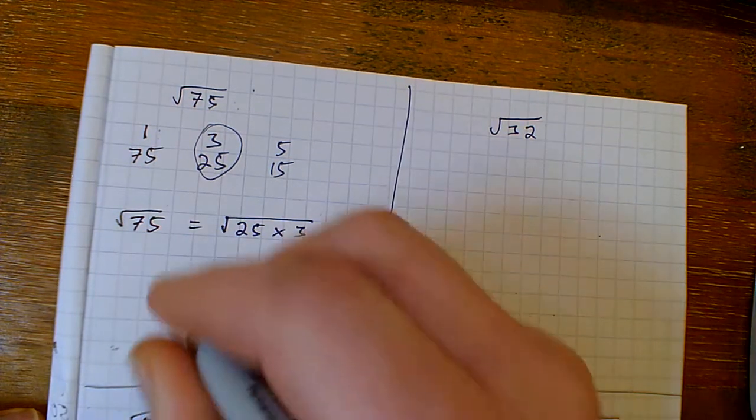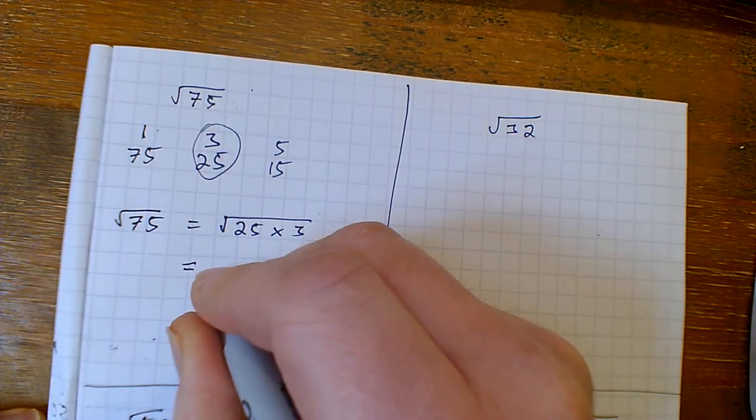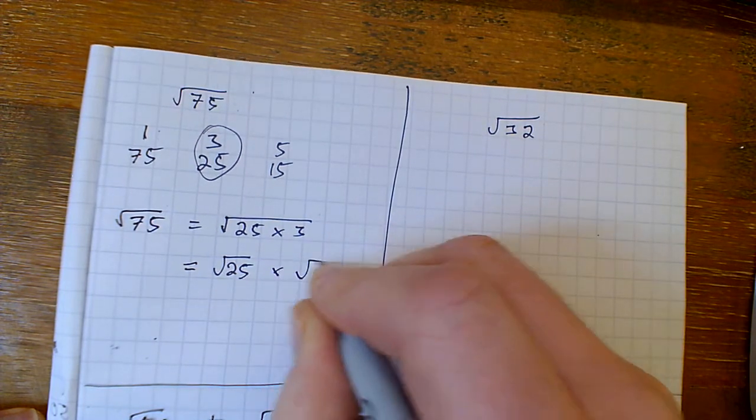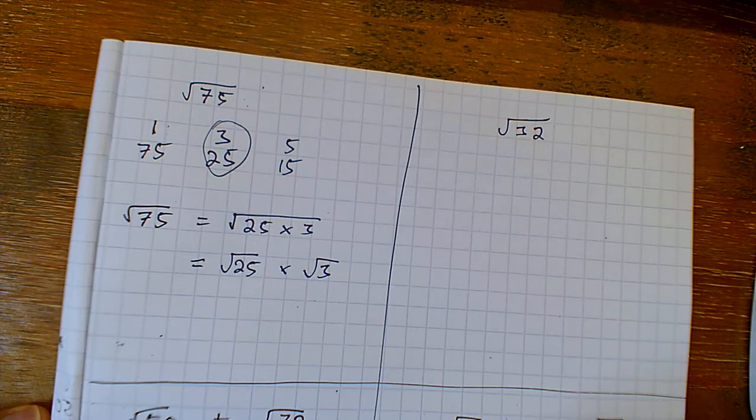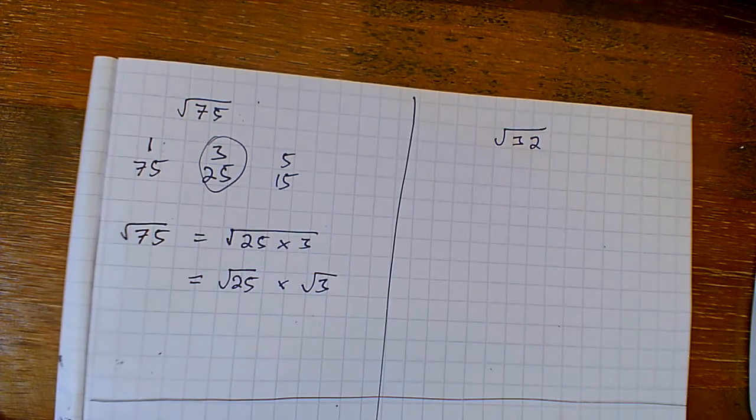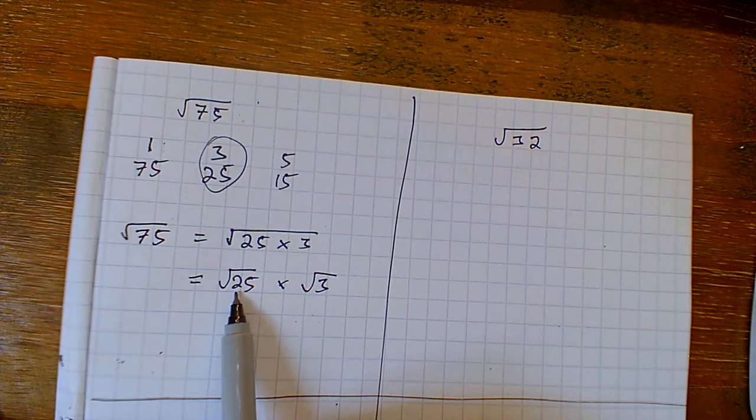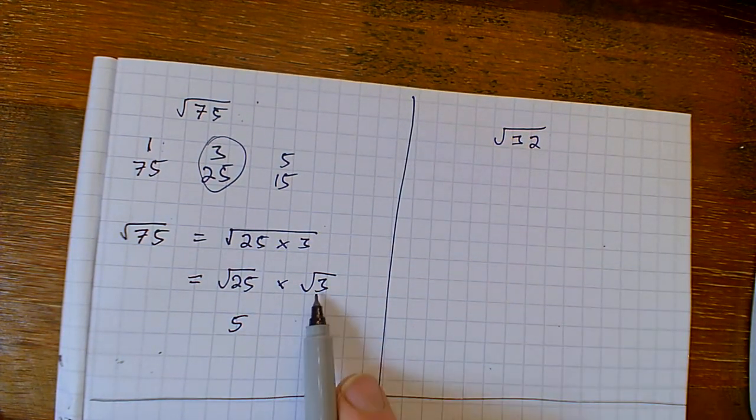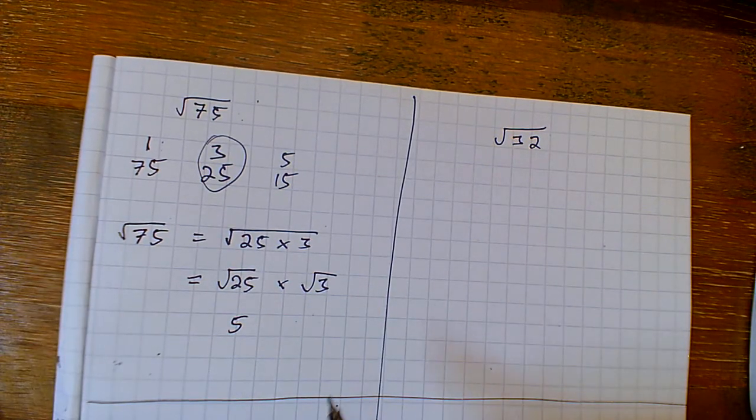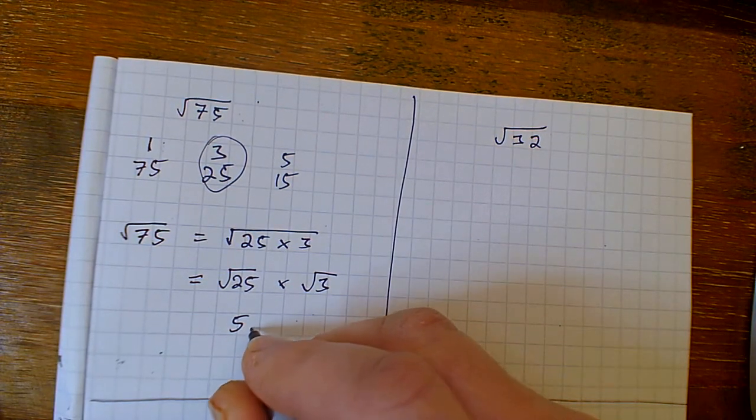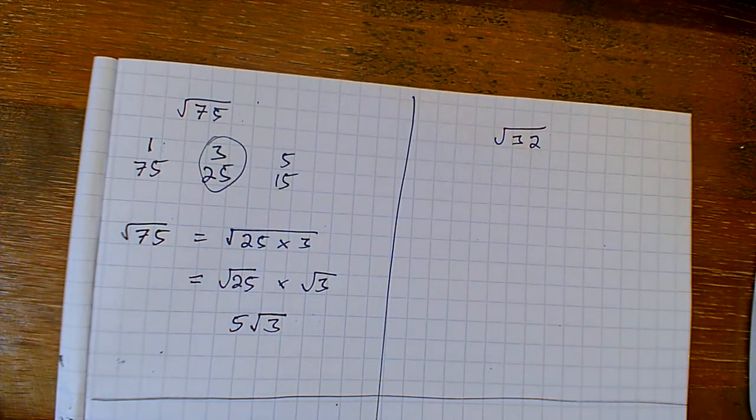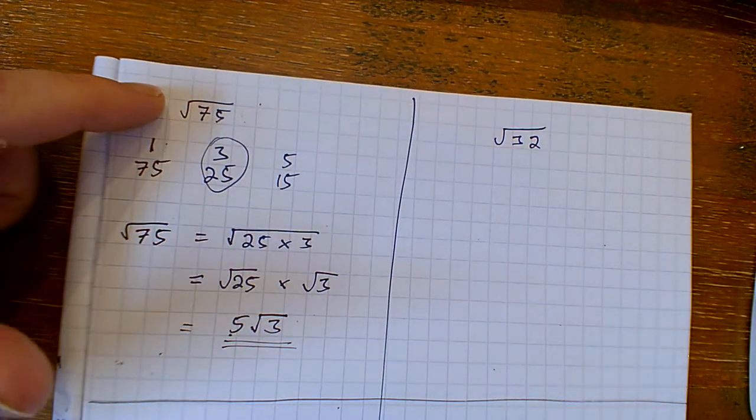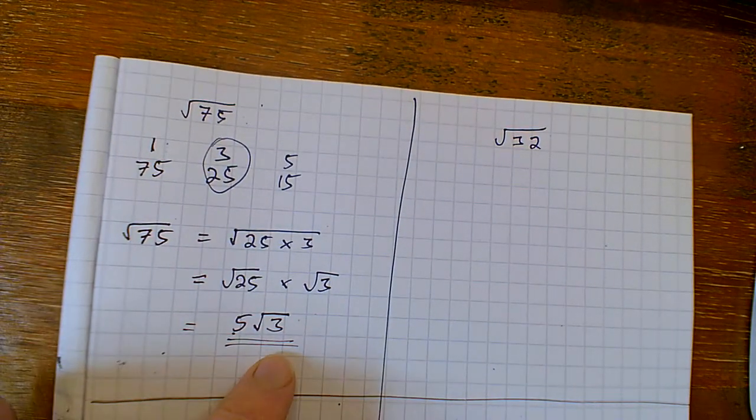Now the square root laws allow us to say that that is the same as the square root of 25 multiplied by the square root of 3. I can split it up like that. No problem with that. Well, I know that the square root of 25 is 5, so we'll write that as 5. But the square root of 3, I don't know. It's a decimal, it's not an exact answer, so I'm going to leave it as the square root of 3. 5 multiplied by the square root of 3 is our answer. So the square root of 75 in surd form is 5 root 3.